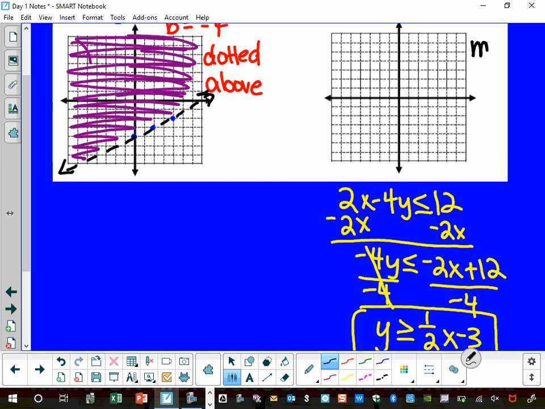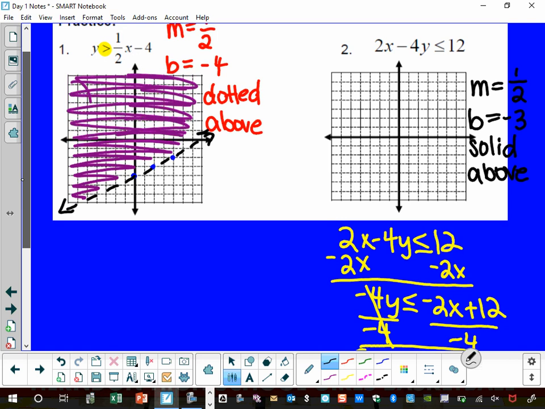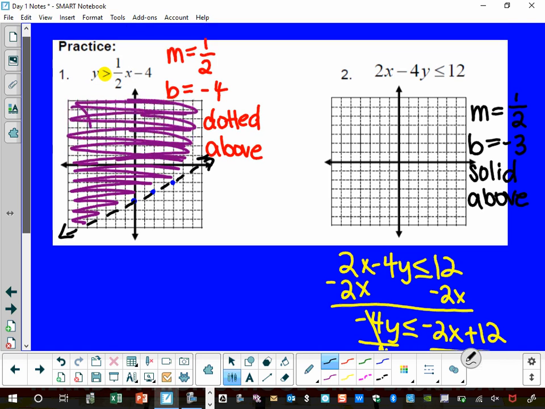So what's my slope? 1/2. What's my y-intercept? Negative 3. Dotted or solid? Dotted. Careful. Oh, solid. I know you guys know this stuff. That's what happens on your test too. You go too fast. So it's greater than, above or below? Above. Do you recognize how if you're going too fast and you don't flip your sign, you're not going to be shading above, you're going to be shading below? So be careful with that.